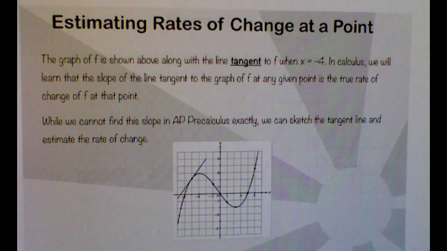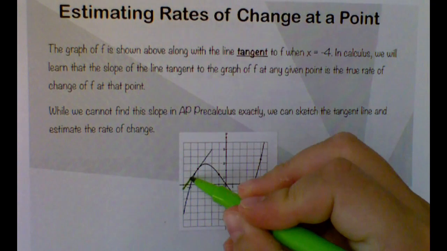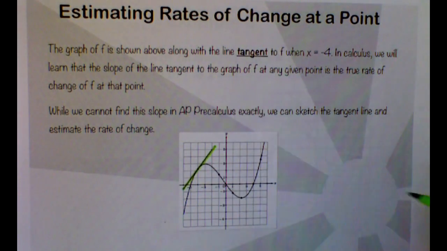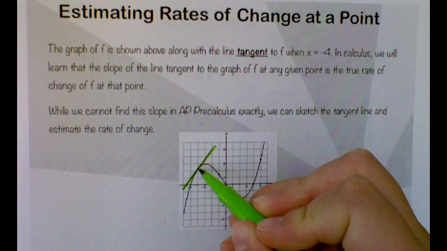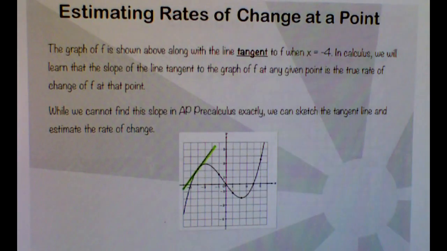Estimating rate of change at a point: the graph of f is shown along with the tangent line to f at x equals -4. In calculus, we will learn that the slope of the line tangent to the graph of f at any given point is the true rate of change of f at that point. And in calculus, you learn ways to actually solve that. While we cannot find the slope in AP Precalculus exactly, we can sketch the tangent line and estimate the rate of change. So this is my tangent line. It touches it in exactly 1 point. I can estimate that the slope of this line is about 1, 2, 3 over 2-ish.